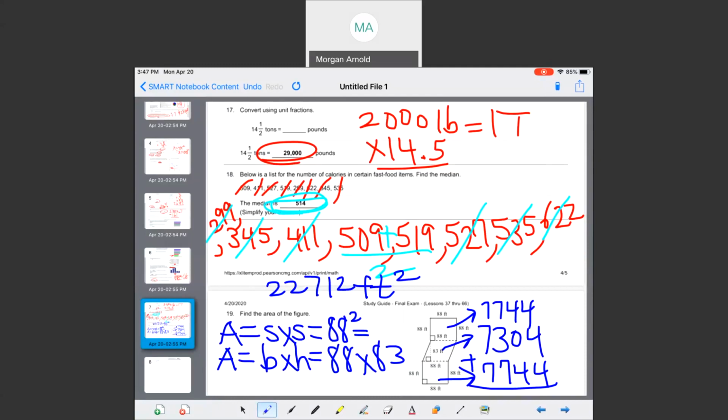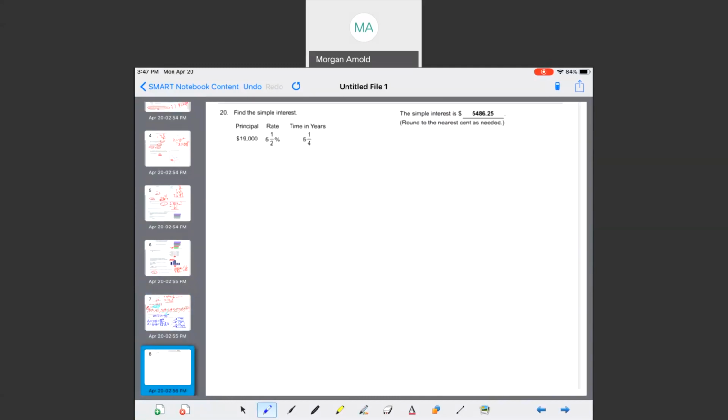For your final exam, make sure you have all of your necessary formulas out so you won't waste time looking for them.